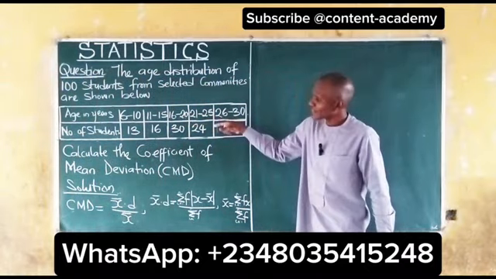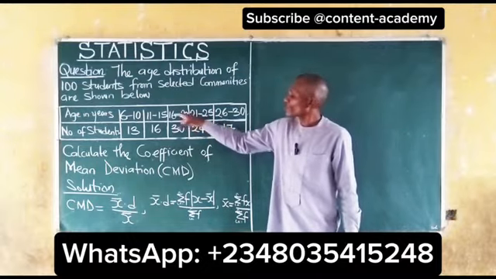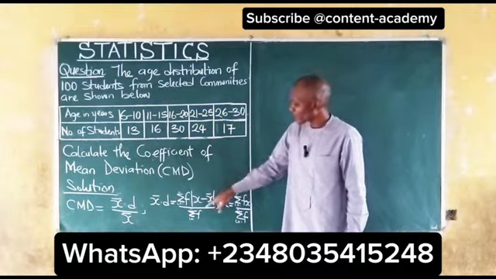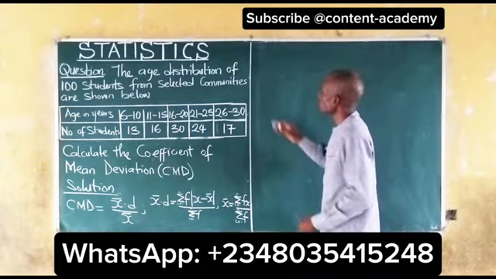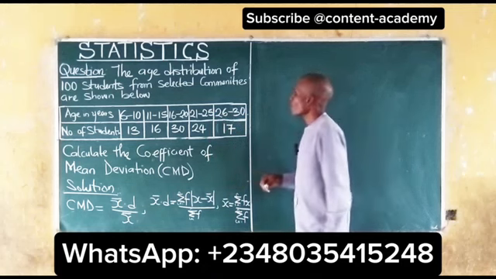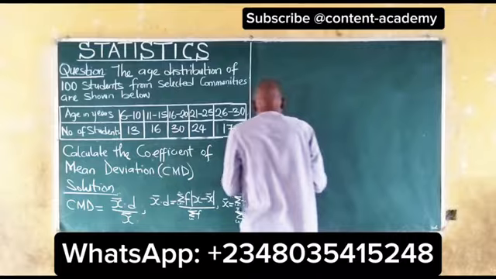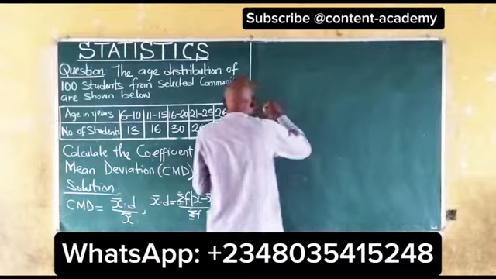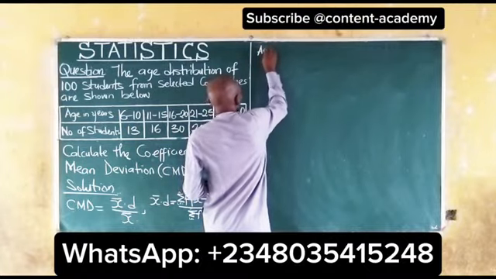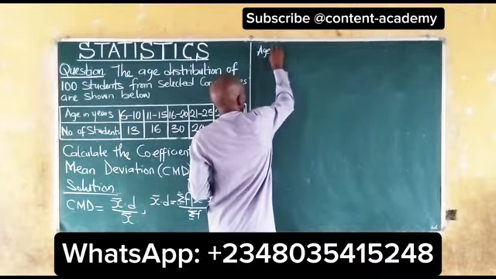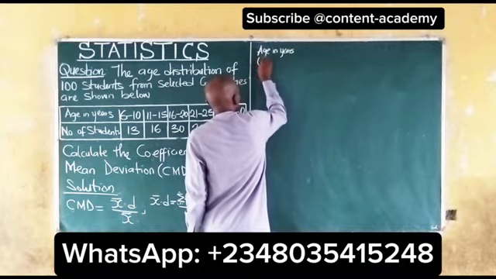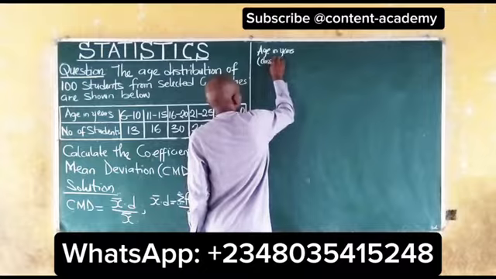Now, we are given the group data here. How do we form a table that will enable us to calculate this? The first thing to do when given this type of question is to form the table. So forming the table, we have first the age in years, which is our class interval.